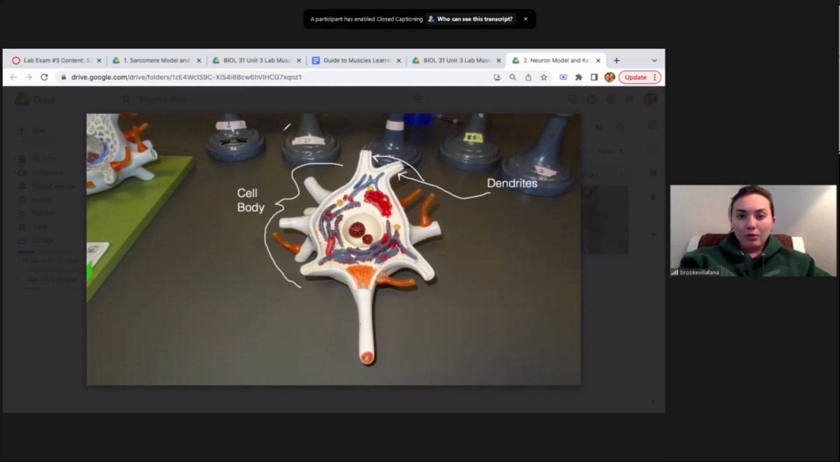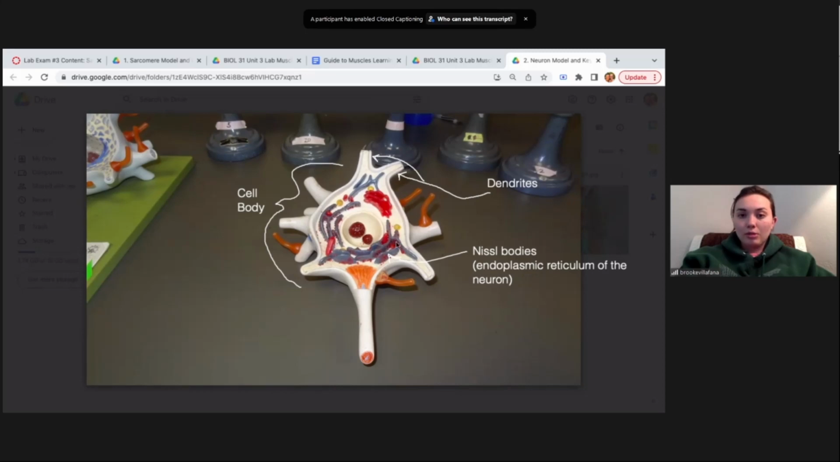You have the endoplasmic reticulum of the neuron, which is called the Nissl bodies. Okay, so Nissl bodies. This is the endoplasmic reticulum of the neuron. This is a new term for you guys. You didn't need to know this for the first lab exam, but you do need to know it now.